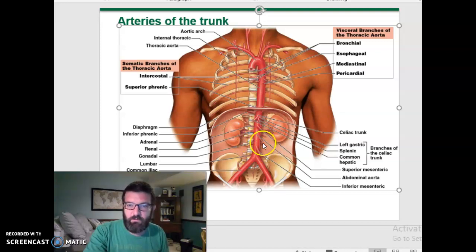You also have a couple of very skinny arteries that come out on the side here. Now, these are cut off there, but they would go all the way down to your gonads. These are your gonadal arteries. So in males, they'll feed the testes. In females, they'll feed the ovaries.